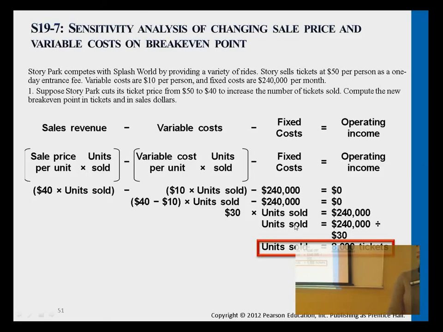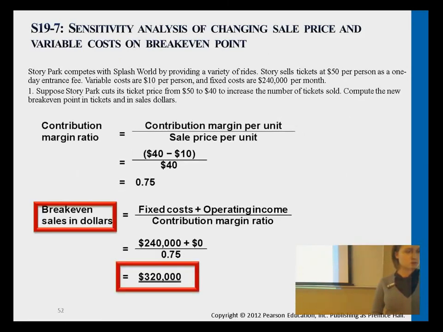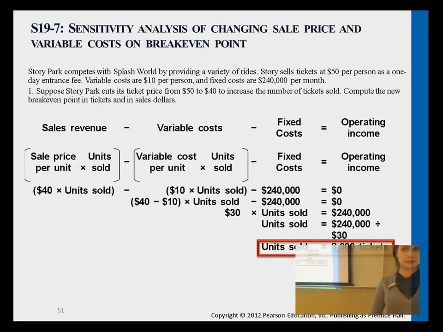Now all I'm going to do is compute units sold. It's 240 divided by 30, and it's 8,000 tickets. So what is it telling me? That at the new price I need to sell at least 8,000 tickets to break even, right? That's the first part, break-even point in tickets. Is this clear?